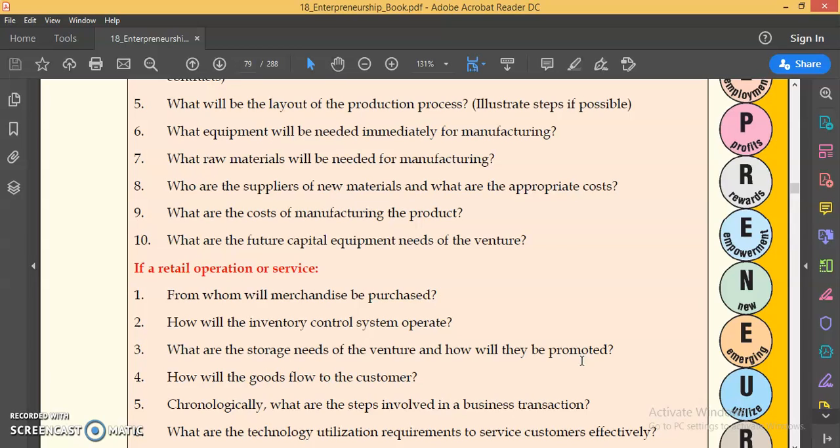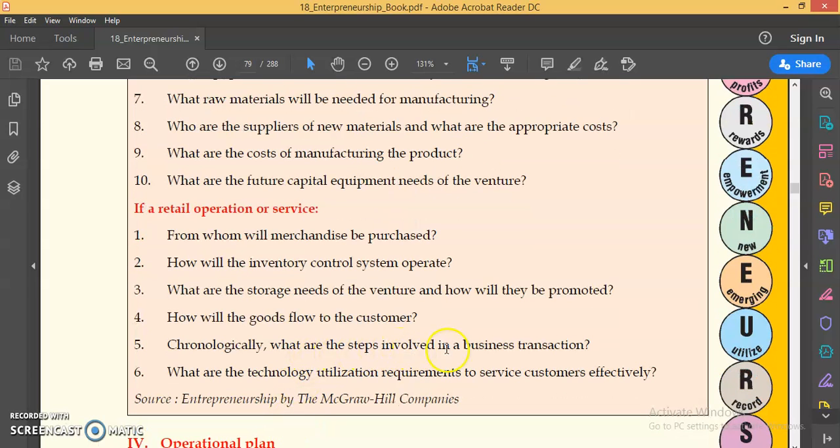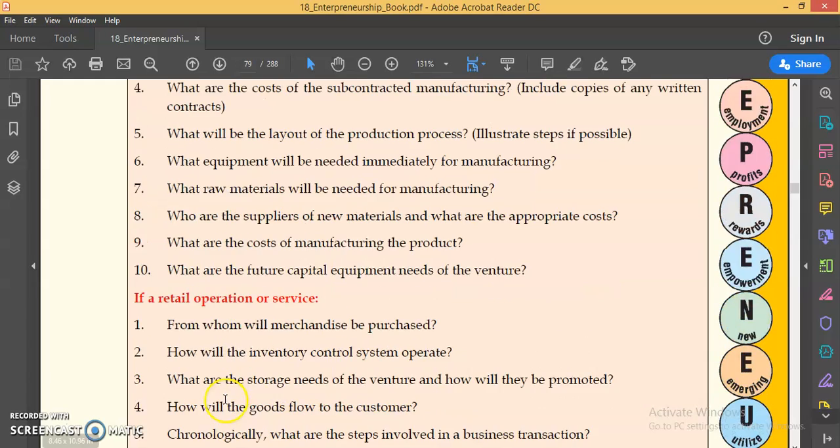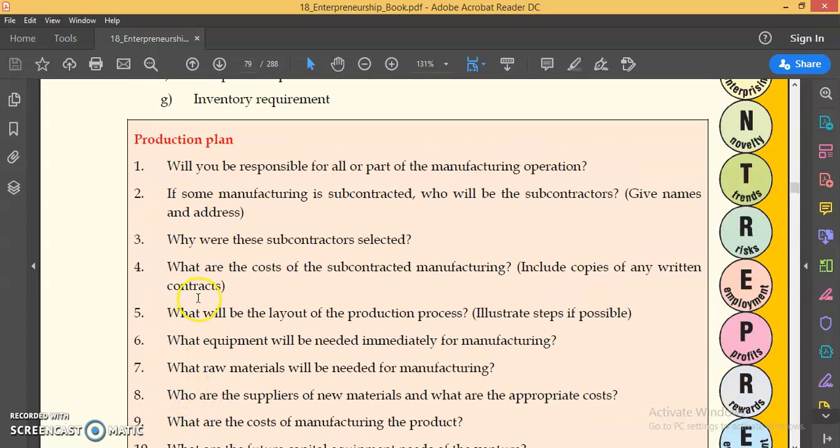Now, in your case, it's going to be retail, so it's going to be only storage. You're going to store your things and keep them. What are the storage needs of the venture and how will they be promoted? Then how will the goods flow to the customers? Chronologically, what are the steps involved in a business transaction? What are the technology utilization requirements to service customers effectively, etc.? All this you have to note and keep in your production plan. After the production plan, you will go to the next step, which is called the operational plan. Now I want you to answer all these questions. This is going to be your assignment for this portion, which is the production plan.